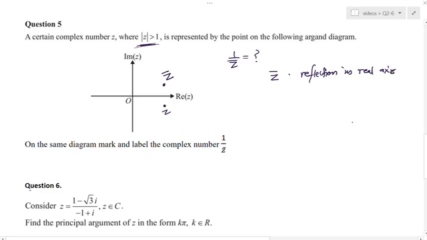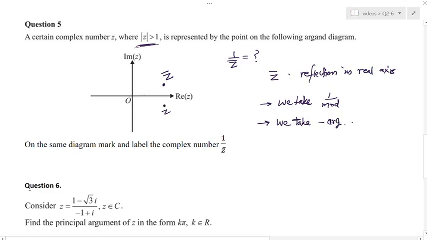whenever we take a reciprocal of a complex number, then what happens is your mod gets a reciprocal, so we take 1 upon mod, and for the argument we take the negative of the argument.